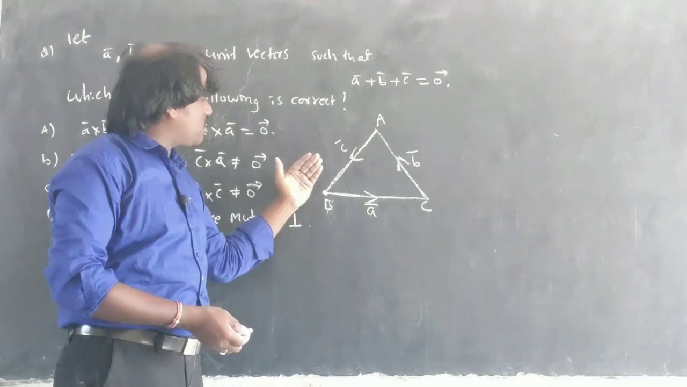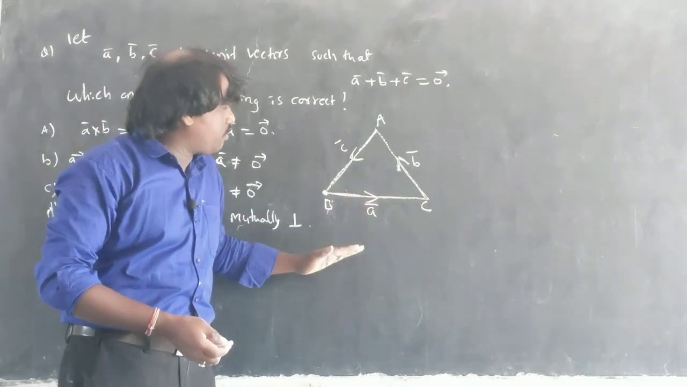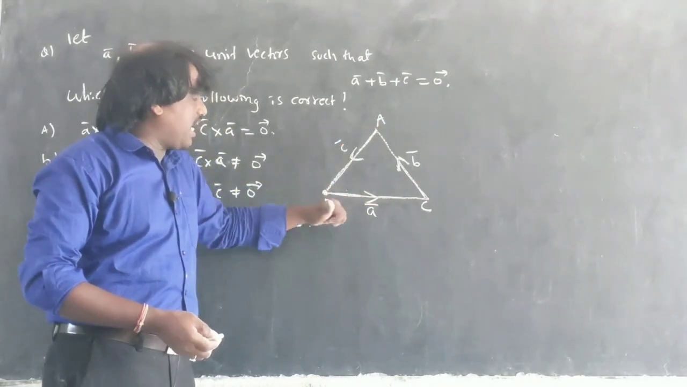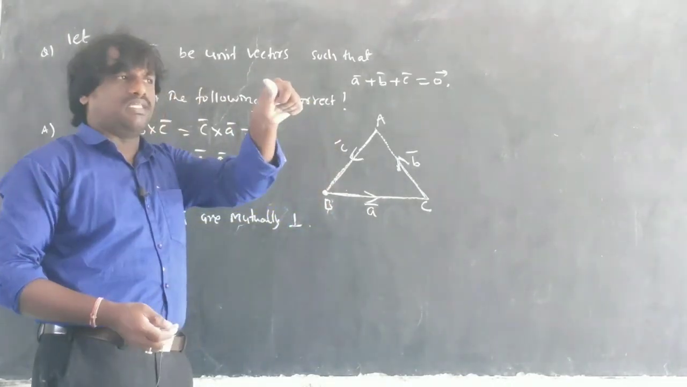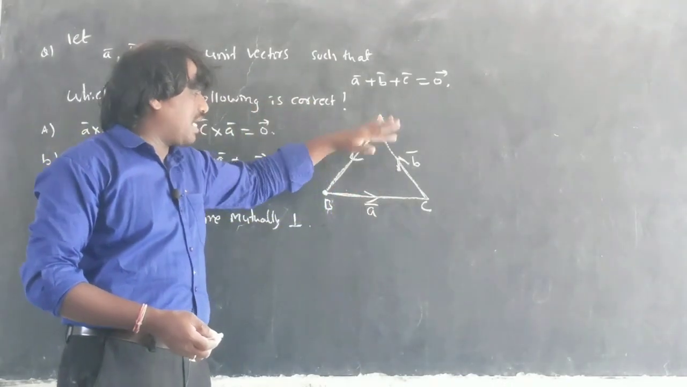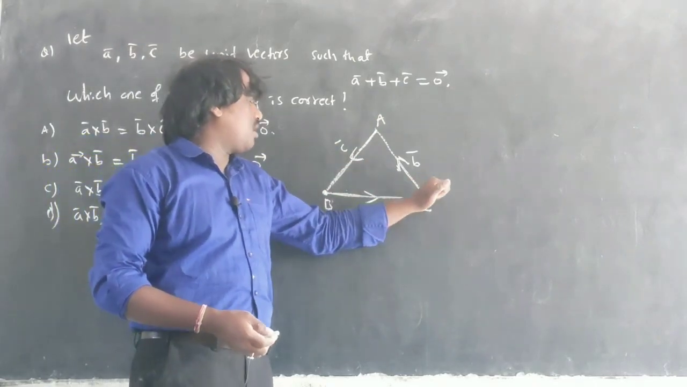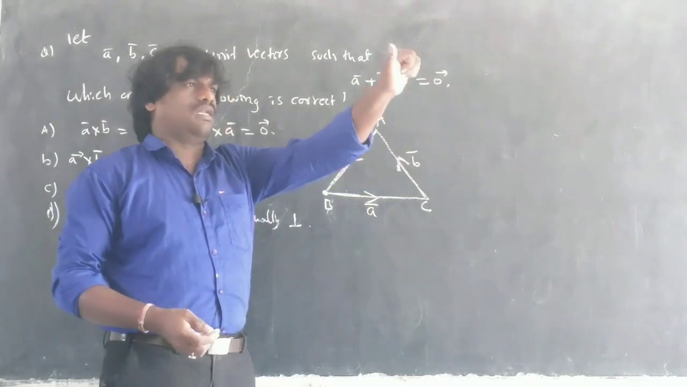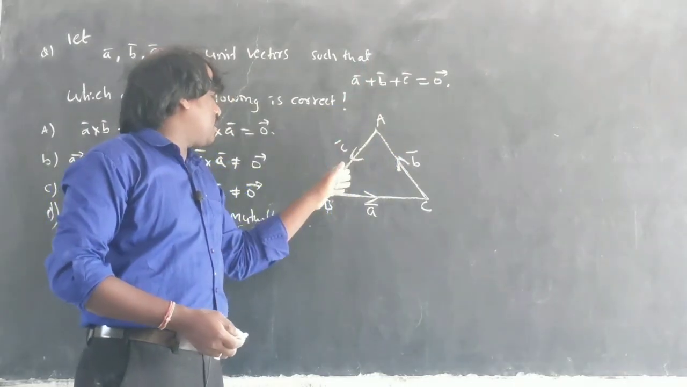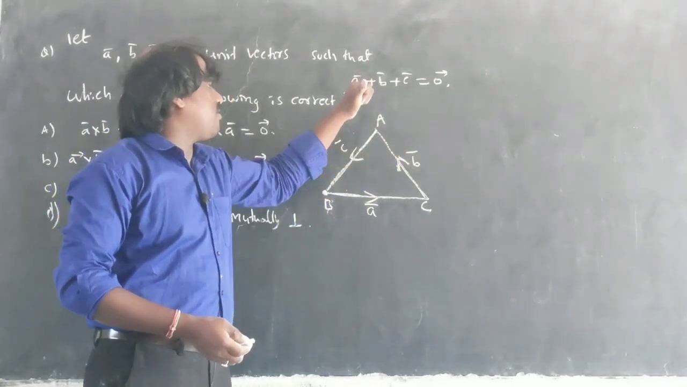A cross C, if this is a plane, and you suppose this is A and this is C, then A cross C is perpendicular to this plane. A cross C will be this. These three are lying in this plane, and A cross C is this, A cross B is perpendicular to this, and even B cross C will be perpendicular to this.